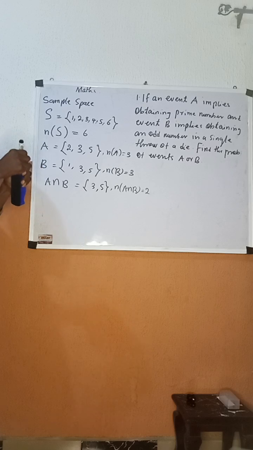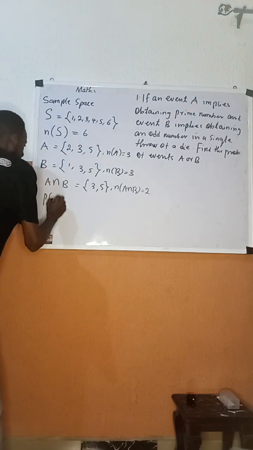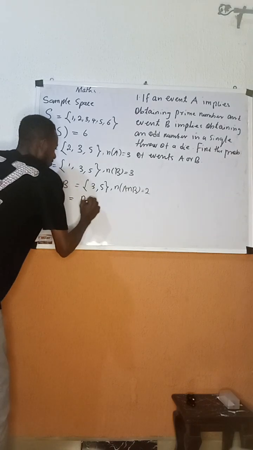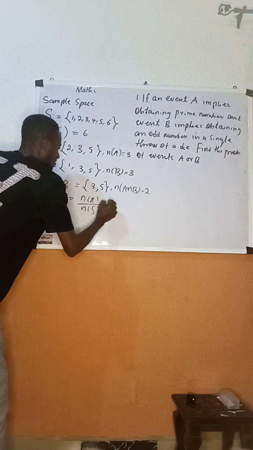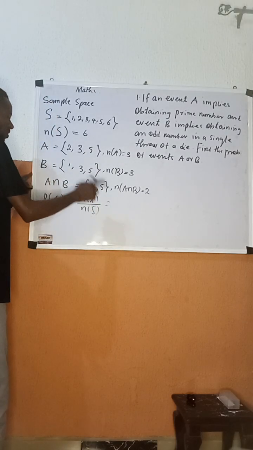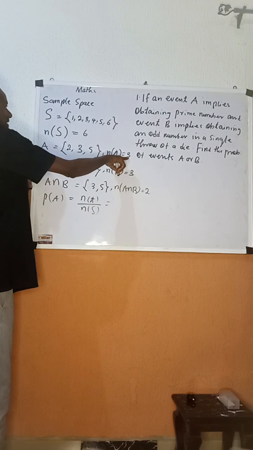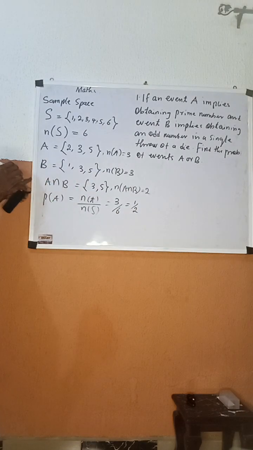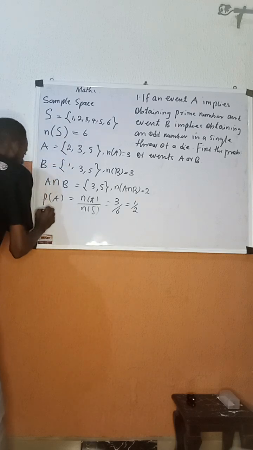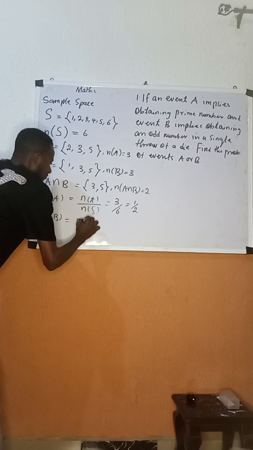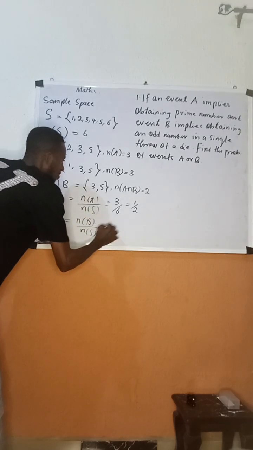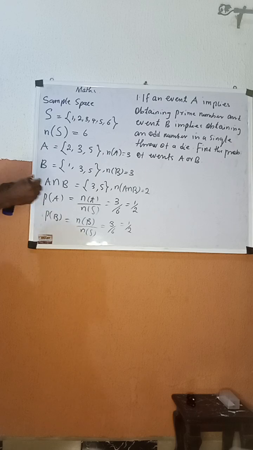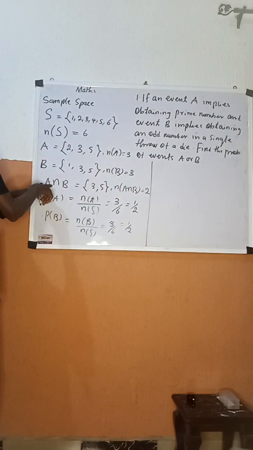Now I will look for the probability of A occurring, which I write as P of A. What I mean by P of A is the probability of this event occurring. This equals n of A over n of S, which is the number of elements in event A over the number of elements in the sample space. The number of elements here is 3, and here is 6. So it becomes 3 over 6, which becomes 1 over 2. Then for B, P of B equals n of B over n of S, which is 3 over 6 equals 1 over 2.